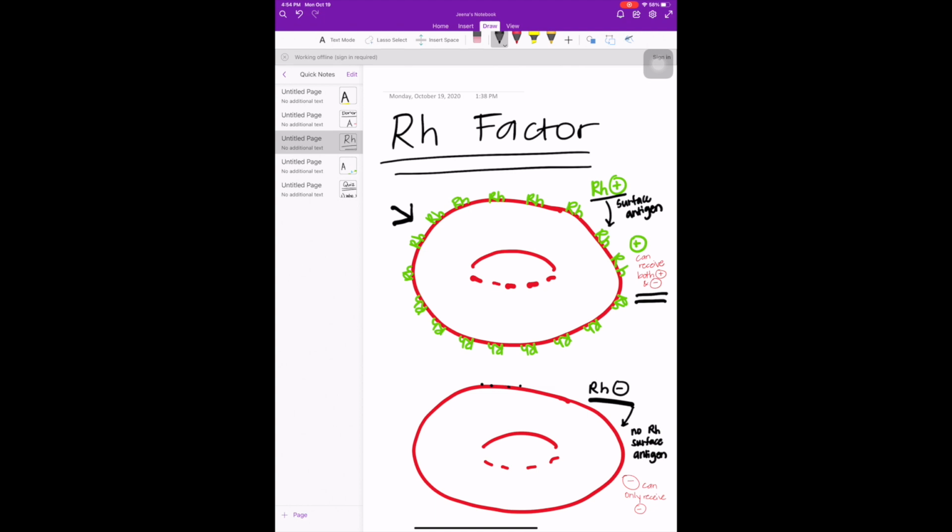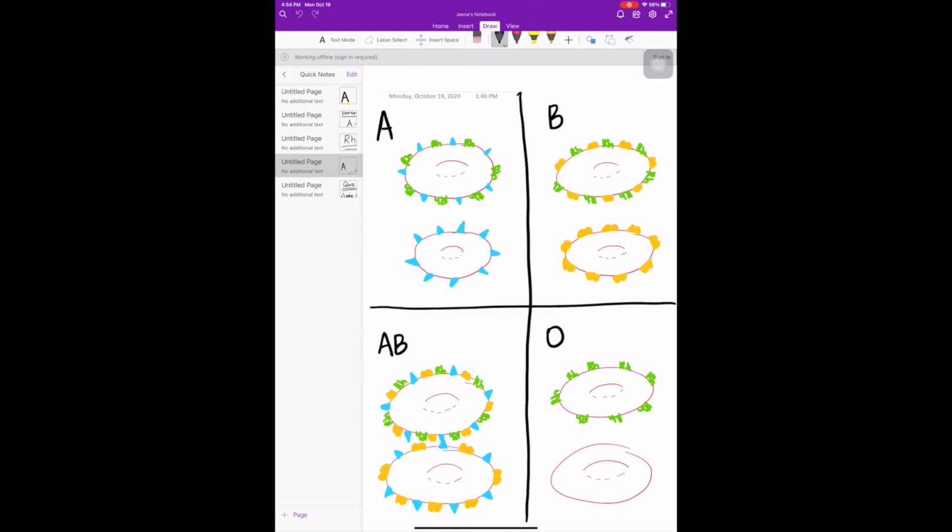There's literally nothing on the surface. But then the Rh negative can only receive Rh negative blood. Otherwise, you're going to have a blood transfusion reaction. Now we're going to get into detail about the 8 different blood types.